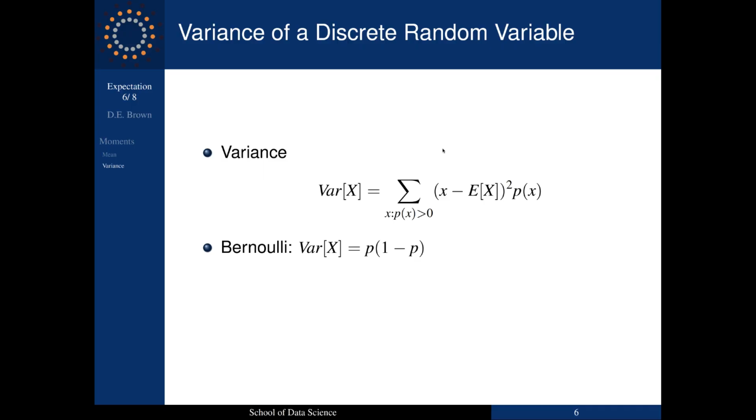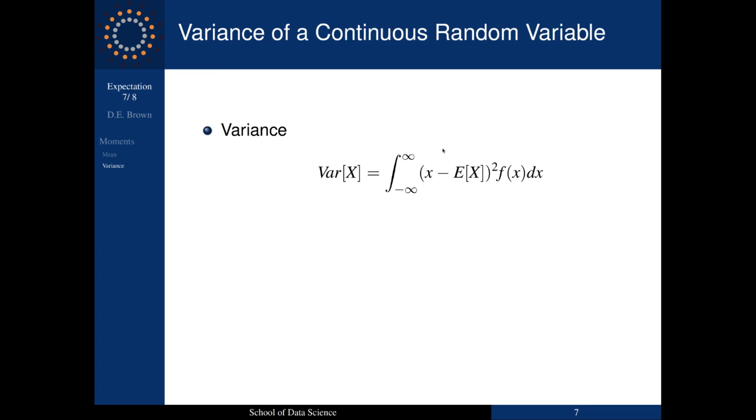For the Bernoulli case, the variance is just p times 1 minus p. The binomial case, it's n times p times 1 minus p. The Poisson case, it again is just lambda. So in the Poisson, the mean and variance are equal to the same thing, the parameter of the Poisson. The variance of a continuous random variable is defined identically to the discrete case, except that we've replaced the sum with an integral.